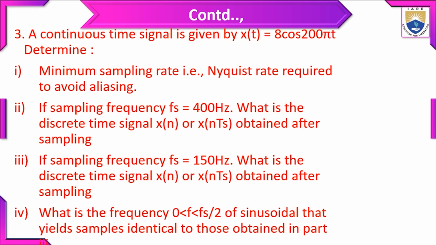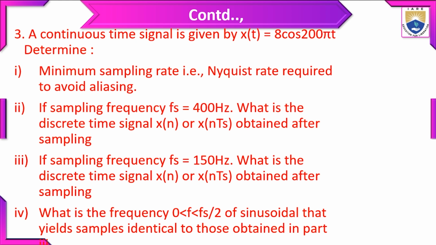Very big problem. Here this problem contains 4 bits. A continuous time signal is given by x of t, which is equal to 8 cos 200 pi t. Determine the minimum sampling rate, that is the Nyquist rate, required to avoid aliasing. The second bit: if the sampling frequency Fs is 400 Hz, what is the discrete time signal x of n or x of nTs obtained after sampling? If the sampling frequency is 150.